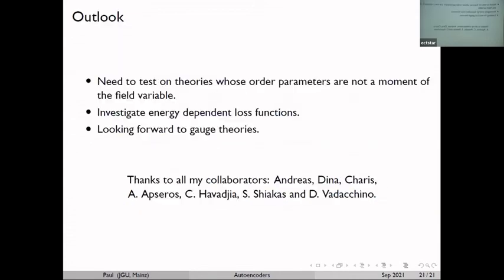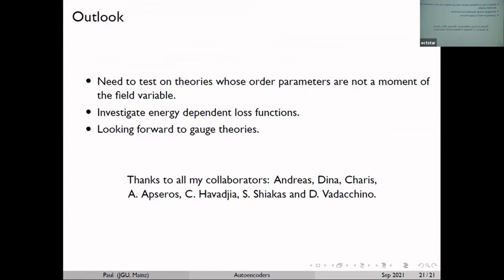So finally, I would conclude with an outlook that yes, this is just baby steps towards studying machine learning techniques on lattice models in as rigorous a way as possible. Since in the models that I discussed, the order parameters are all some moments of the gauge variable or the field variable. For Ising, it was the first moment, and for other models, it's one of the moments. So it's a very simplistic setup.